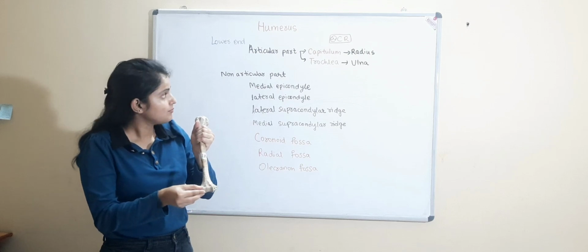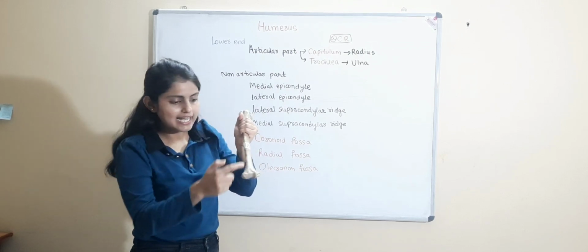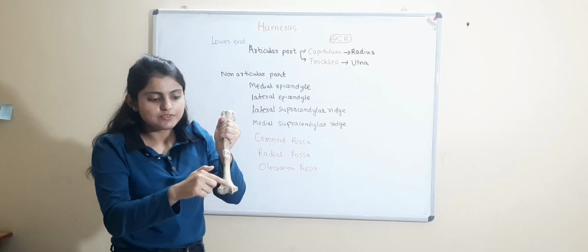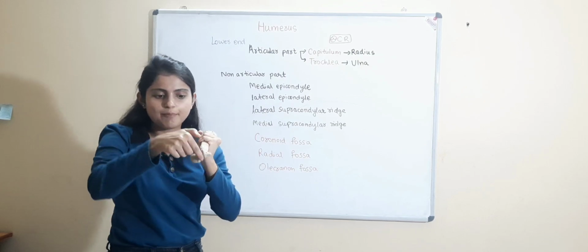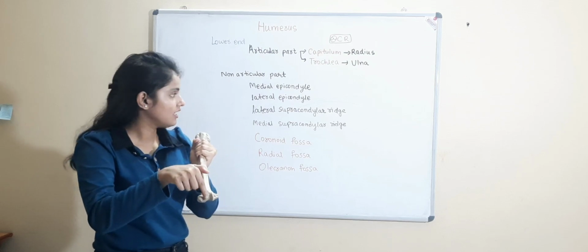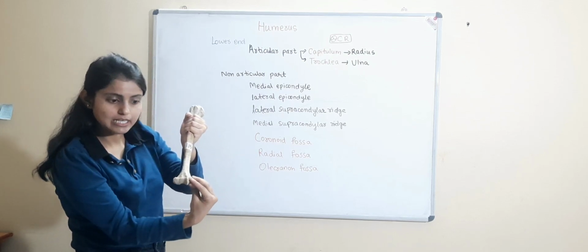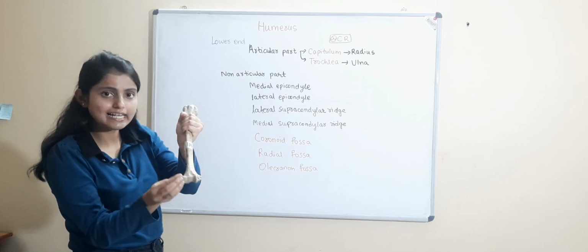This is the capitulum, which articulates with the radius. This is the capitulum, and the trochlea which is pulley shaped, above which is the coronoid fossa, and posteriorly there is the olecranon fossa. This is the trochlea for the articulation of the ulna, and the non-articular part. This is the medial epicondyle, and this is the lateral epicondyle.